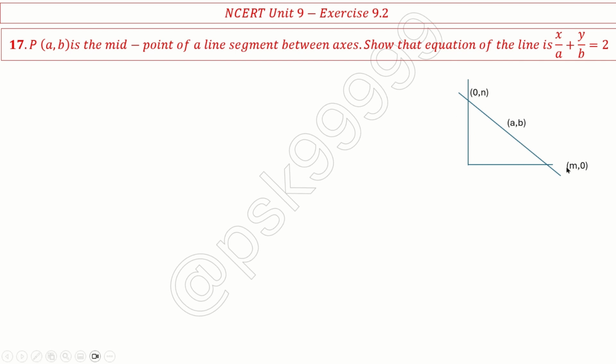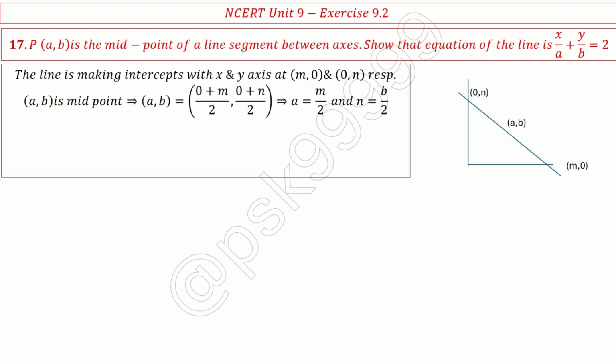If I call these points m comma 0 and 0 comma n, then this is my a comma b. A comma b is the midpoint, and how will you get it? 0 plus m by 2 equal to a, and 0 plus n by 2 equal to b. So from this we can get a and b. A is m by 2 and b is n by 2.